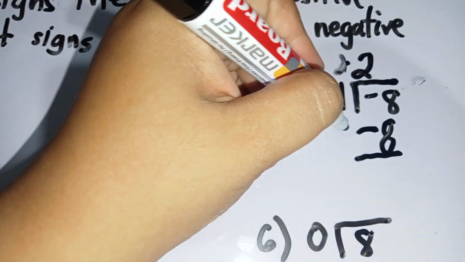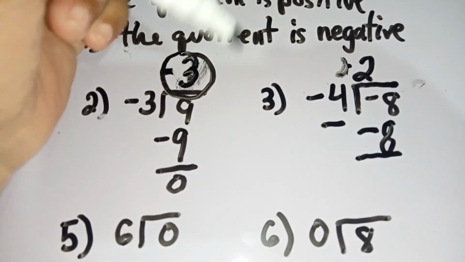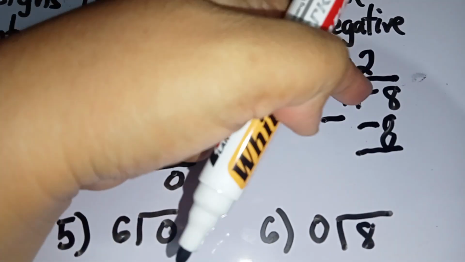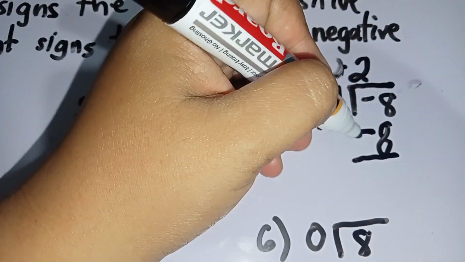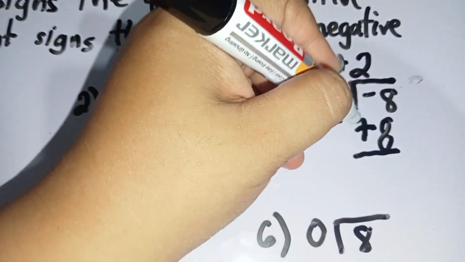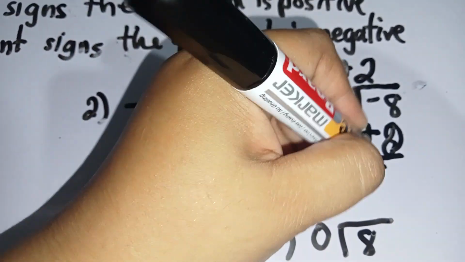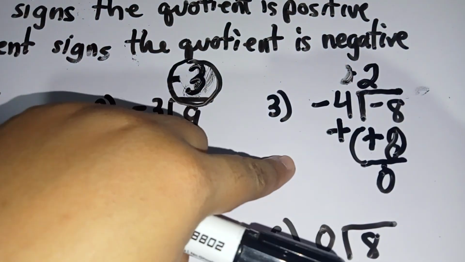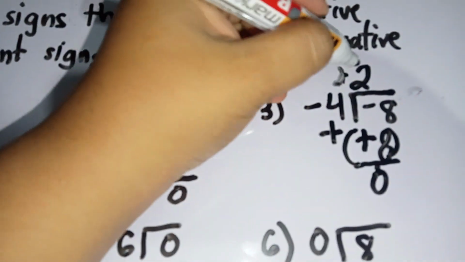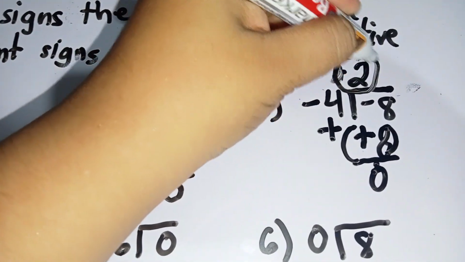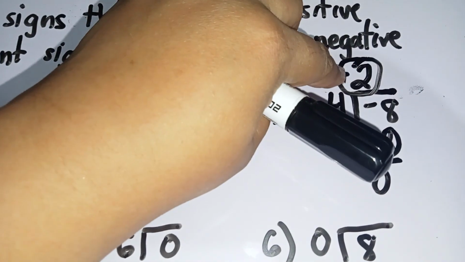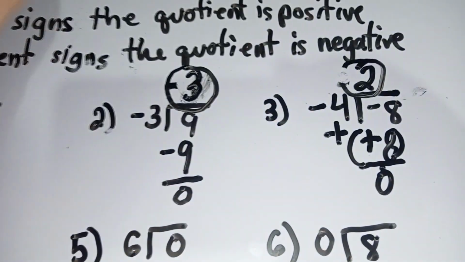So, we subtract. In the rule of subtraction, keep the minuend, negative 8. Then, change the sign of the subtrahend. This will become positive. And proceed to addition. So, this will be 0. So, the answer, the quotient, is positive 2.